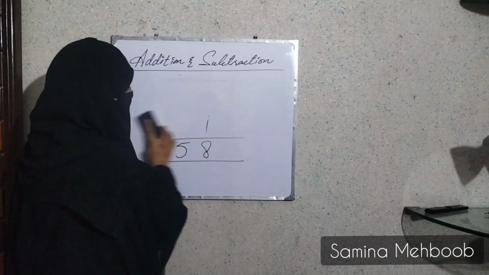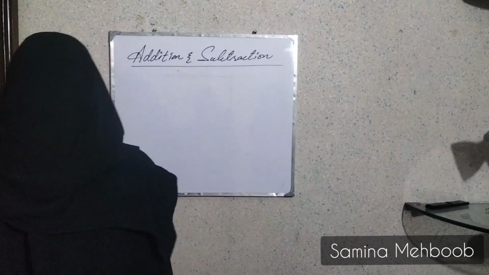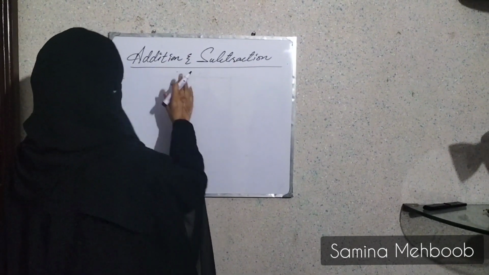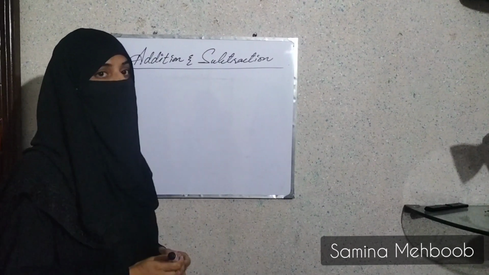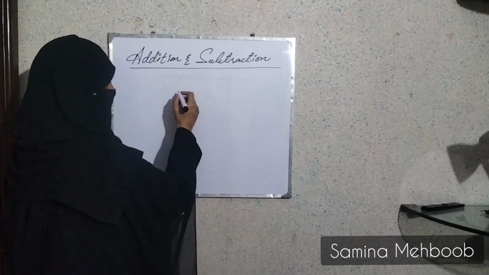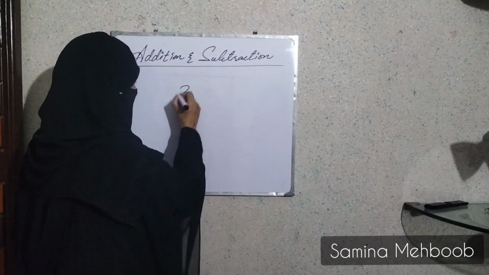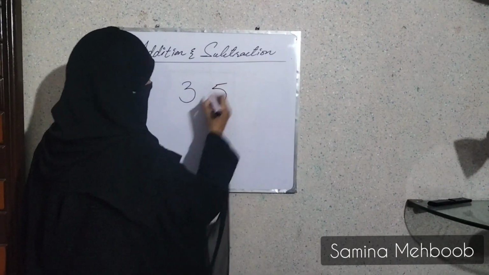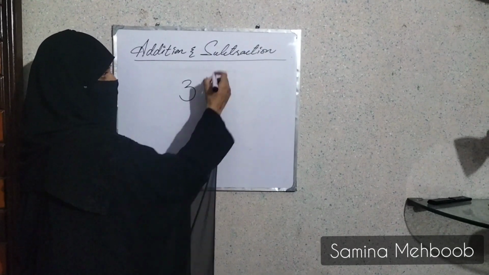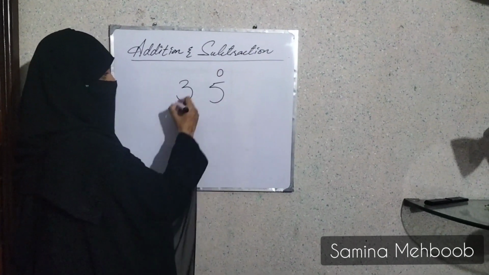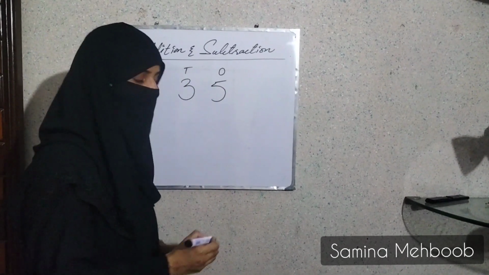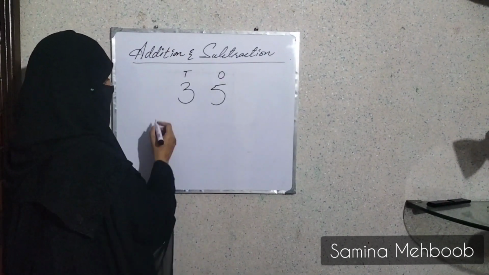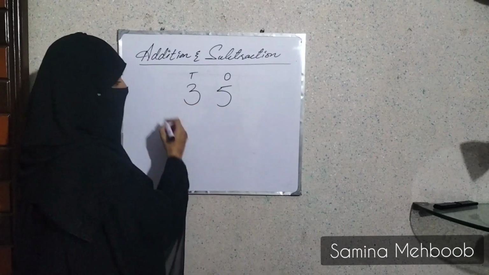Now, I'm going to raise a question here again. Now, for another operation, that is subtraction. I'm writing here a number, 35. What is the place value of 5? Ones. What is the place value of 3? That is tens. Okay. What are we going to do? We are going to subtract another number.